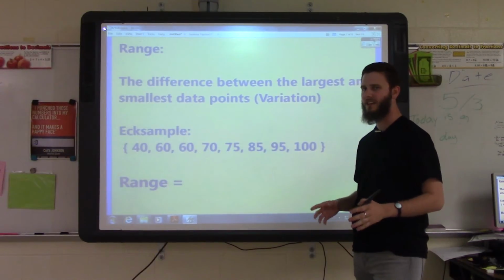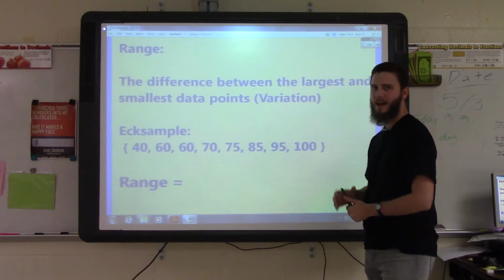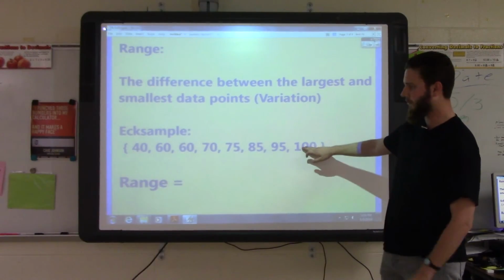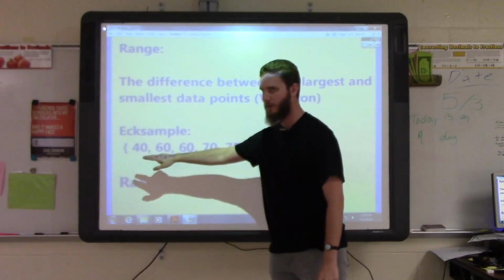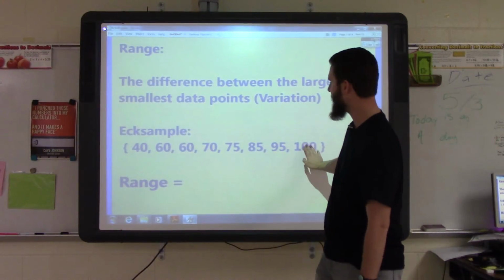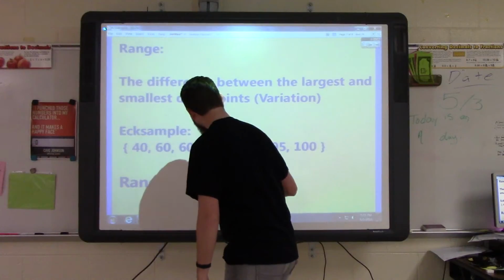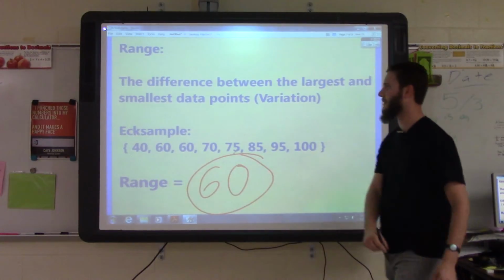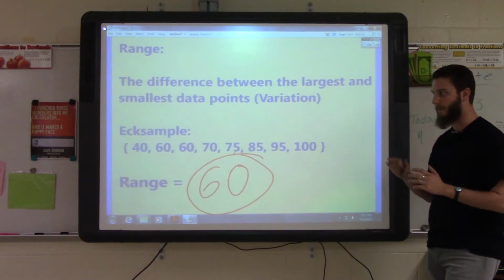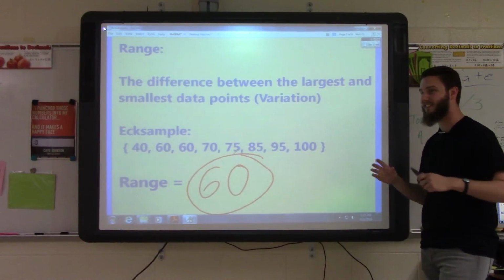Range or variation is just going to help us find how far apart our largest piece of data is from our smallest. So we take our 100, we take our 40, we subtract it, and we should get an answer of 60. The total range for this set of data is going to be 60.